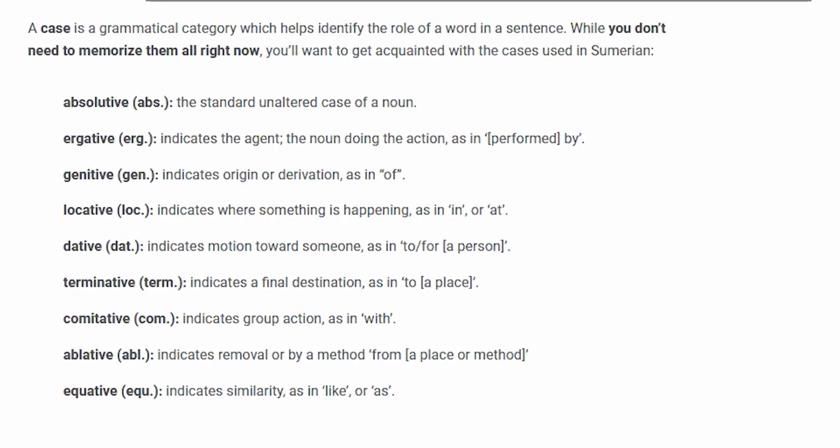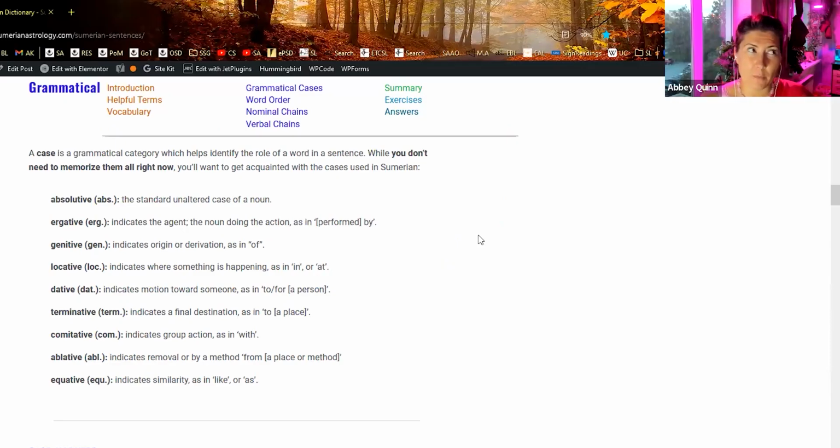The genitive case indicates origin or derivation, as in of. Locative. The locative case indicates where something is happening, as in or at, like at home or, technically, on the internet. By the way, if you already speak some Sumerian or you are proficient in Sumerian and you're yelling at me on the other side of the screen because I'm not going into all of the details right now, we're starting from here in the simplest form possible, and we will expand on these later.